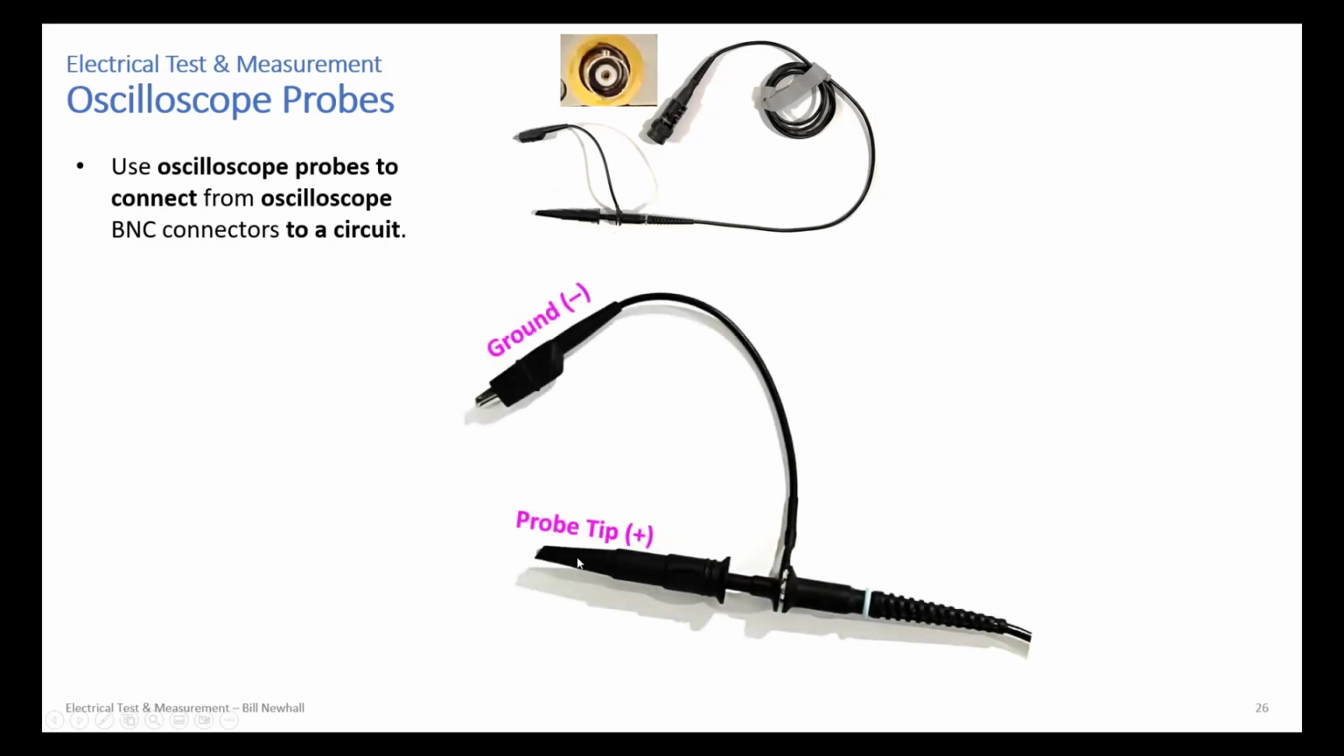So that probe has a tip and a ground connection. So here's the probe tip. That's the positive of the reference polarity for the voltage you're measuring. And here's the alligator clip that has the ground connection.